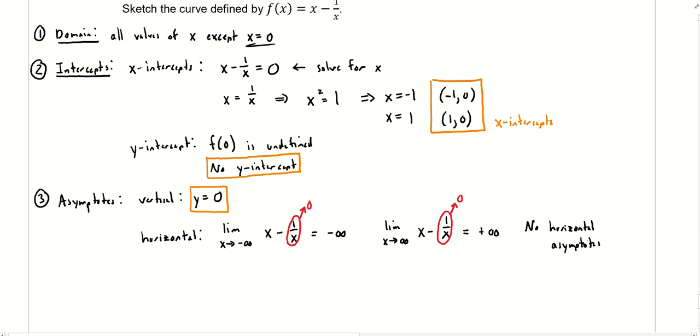And again, we'll be able to visualize this and see exactly what this looks like and what this means when we're done. Okay, so that's all the information I can get from the function itself. So I've done the domain, the intercepts, the asymptotes. The next thing I'm going to look at is information I can get from my first derivative.